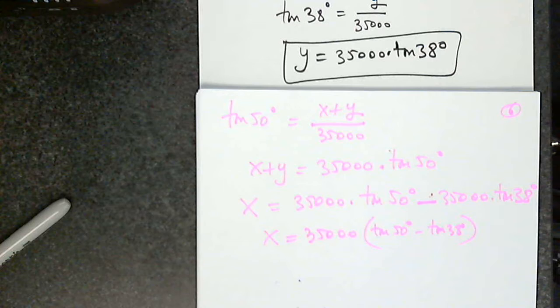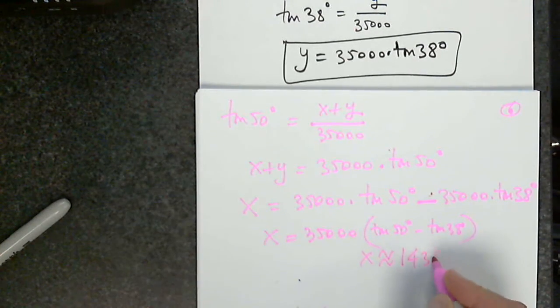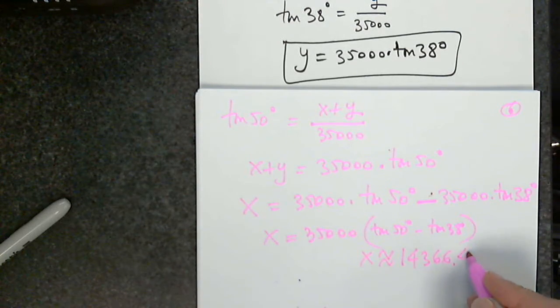So now press enter, and I get that the distance between them, what was the measurement unit? Feet. 14,366.4 feet, approximately.